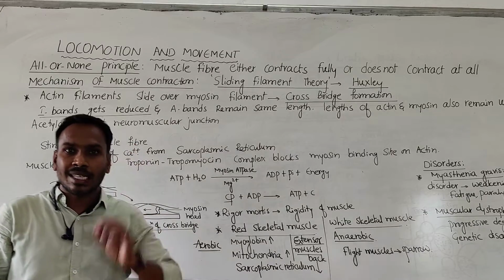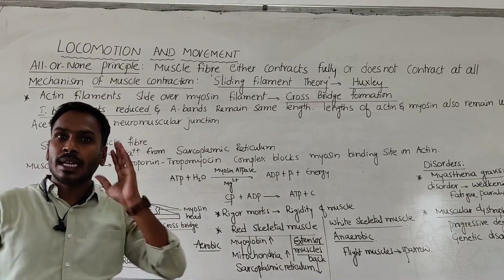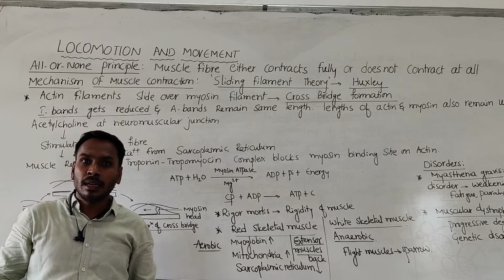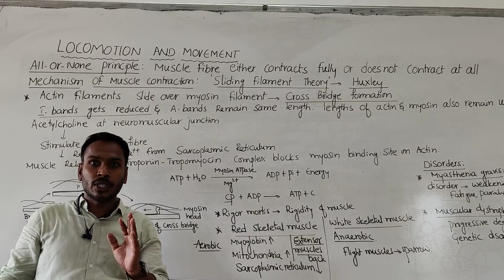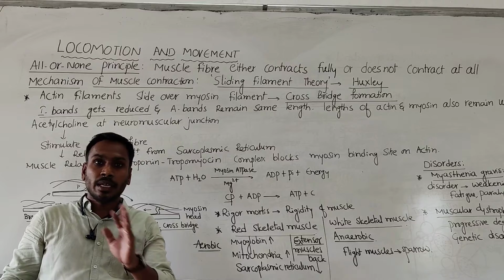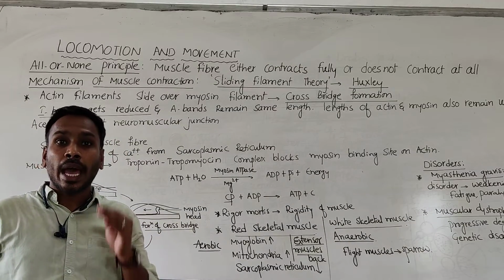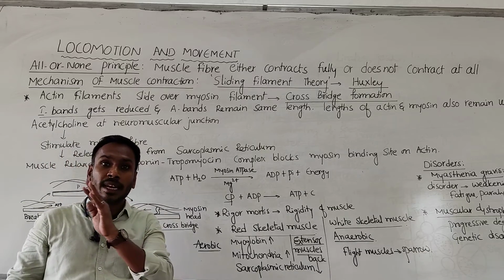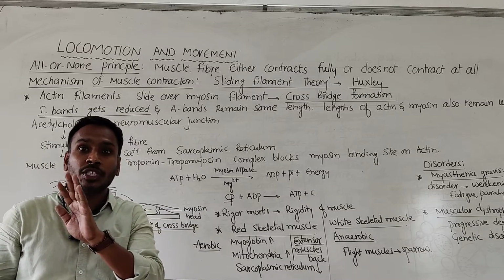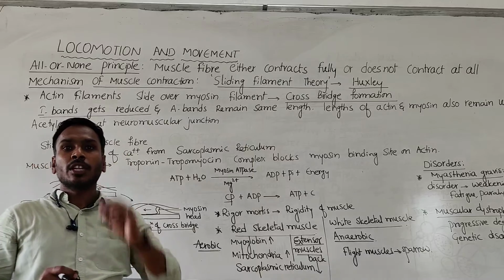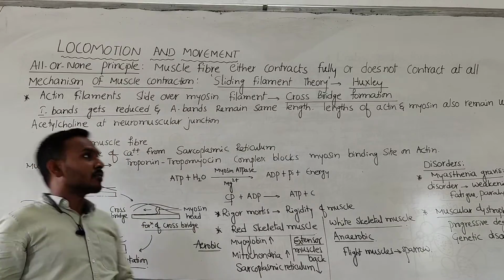These are previously asked questions on muscle contraction. Remember, the I bands, the light bands, get reduced. The A bands do not get reduced. The actin and myosin filaments' lengths also remain unchanged. These are the three points we need to understand very carefully.